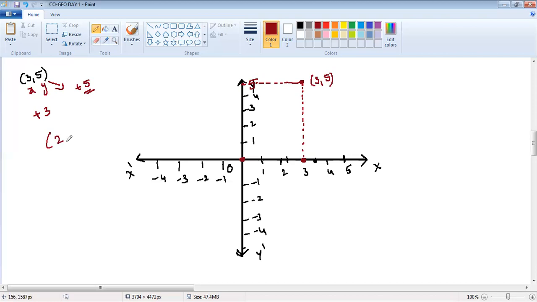Suppose they have asked you (2, -2). Now 2 is positive, so from the origin you take 2 units, plus 2. Plus means you have to move to your right side on the x-axis. So 2 units, and -2. Now you are here. From here you are supposed to move up or down. Here -2: minus says that you have to change the direction, so we have to come down. This is (2, -2).